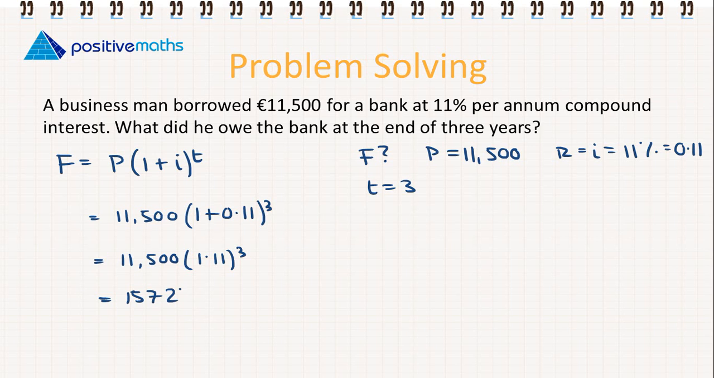So we have €15,727.76. So what did he owe the bank at the end of 3 years? So our answer, the final amount, is going to be 15,727.76.